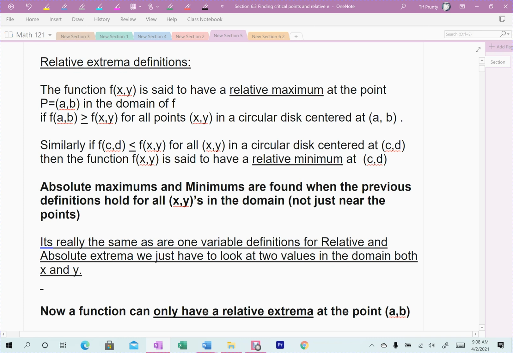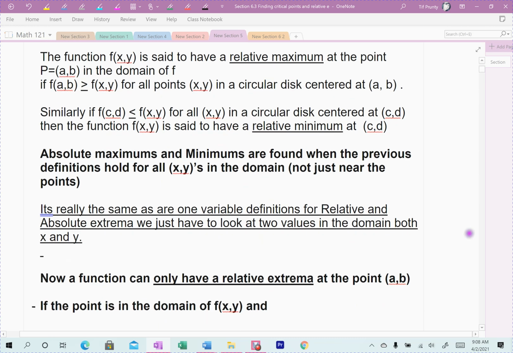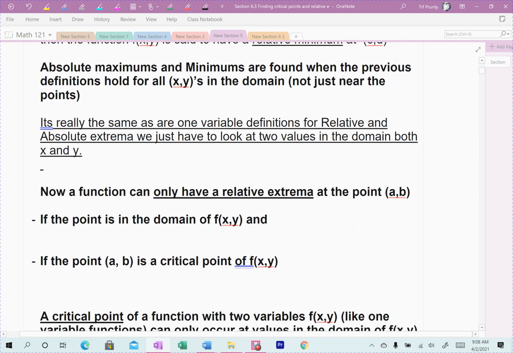And again, the circular disk has to do with the fact that it's relative, meaning there might be a bigger or a smaller value someplace else, but as long as it's kind of in like a peak or a valley spot, that's the kind of isolated, so it's relative. Absolutes are found using the previous definitions where it's on the entire domain, all right, not just near the point. So again, it's just like the one variable case.